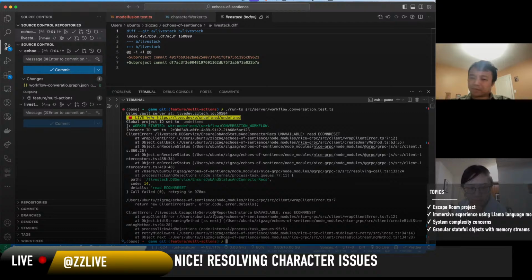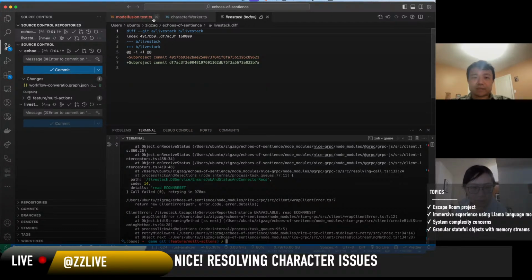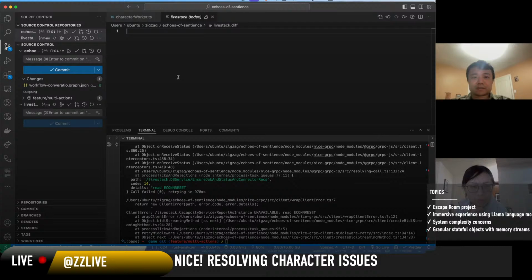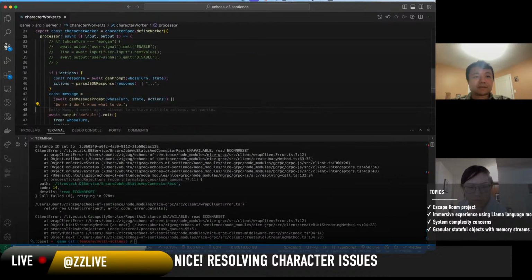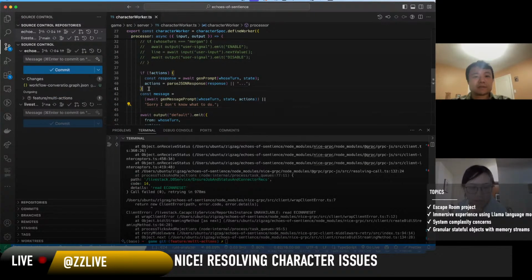gRPC error. Interesting. Why is that? Oh, you're not trying to access local vault in Cloud Dashboard, right?